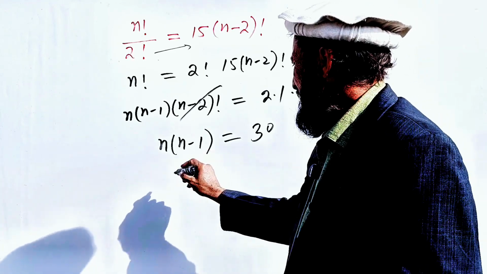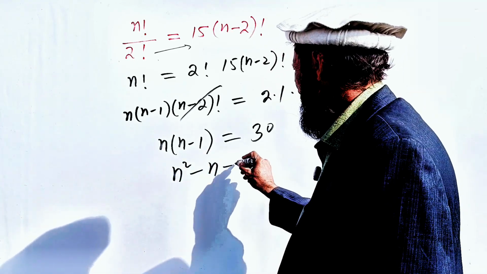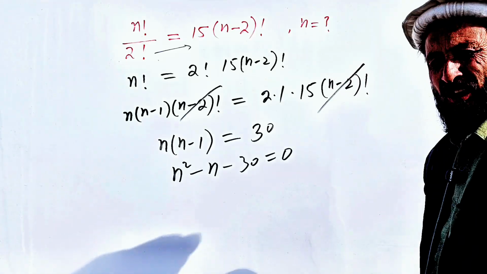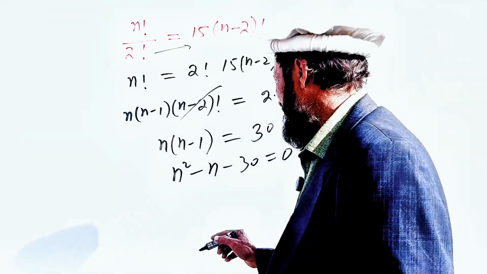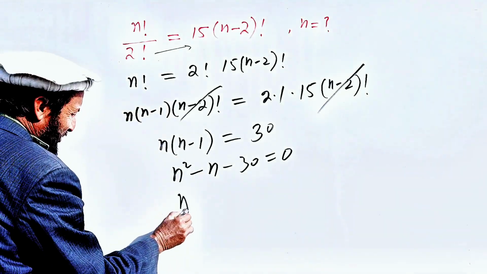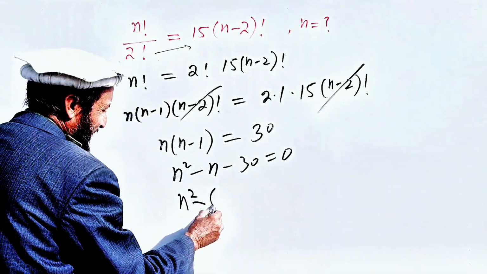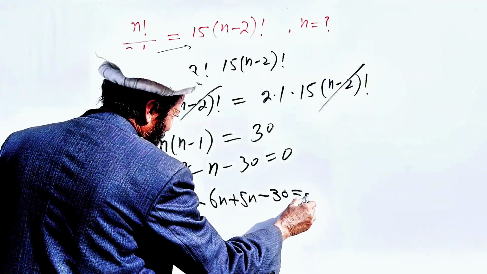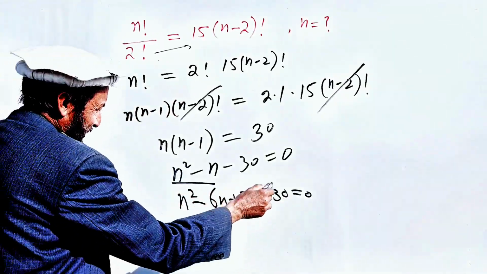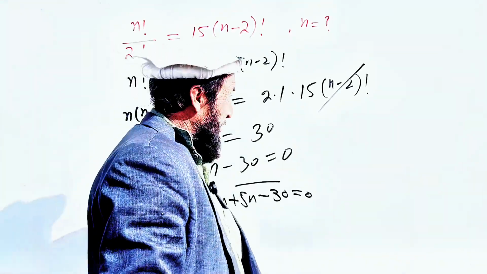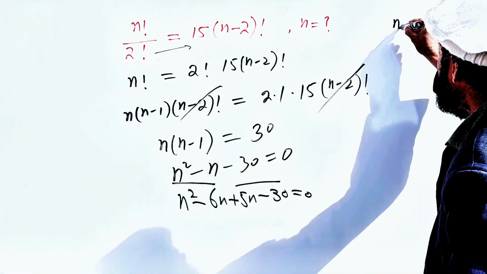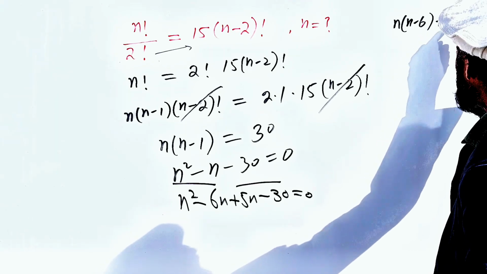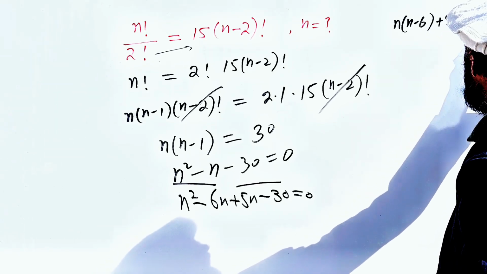So now we change this result: n square, we open the bracket, minus n minus 30 is equal to 0. Now we apply the factorization method here. n square minus 6n plus 5n minus 30 is equal to 0. Now we take the common factor. Here n is common, we get n into n minus 6, plus 5 is common, and n minus 6 is equal to 0.